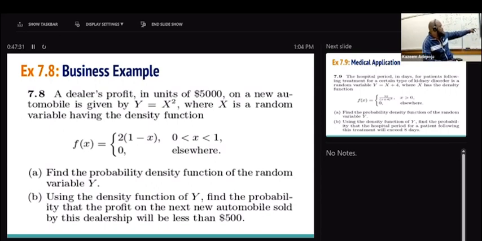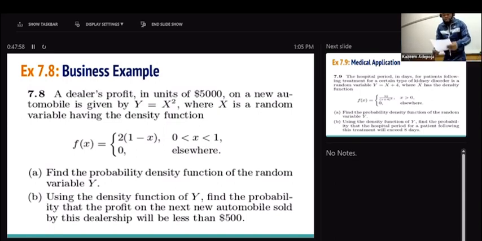Now, it said, using the density function of y, find the probability. You know what I'm going to do? I will write the answer, and you can work it out. Okay, I'm actually going to provide the answer because of the time, but if you follow what we've done, you'll be able to know how to figure that out.